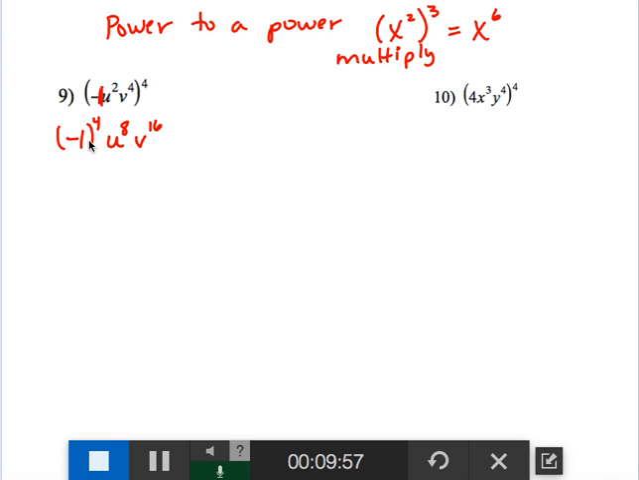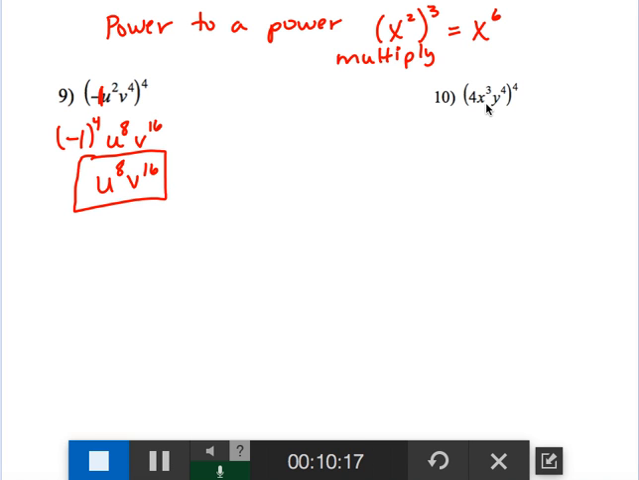Now you might be wondering, well, what do you do here? Well, this is negative 1 to the 4th. So it's negative 1 times negative 1 times negative 1 times negative 1. Anytime you raise a number to an even exponent, it's going to come out positive. So this will actually be a positive 1. So your final answer will be u to the 8th, v to the 16th.